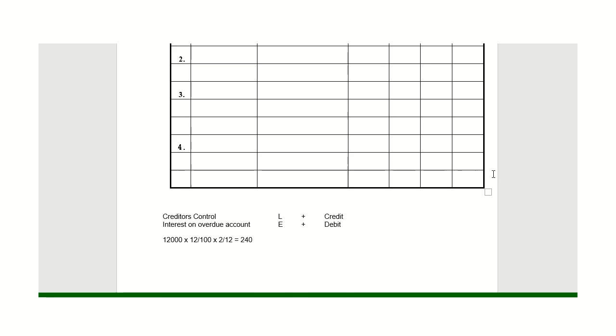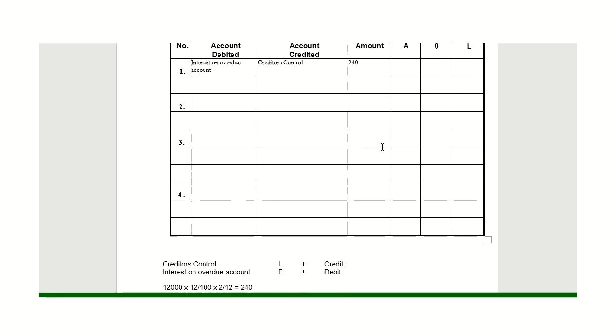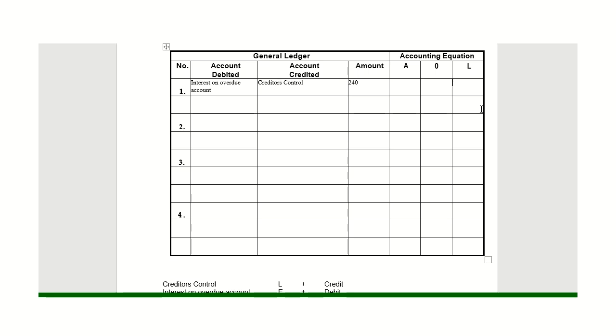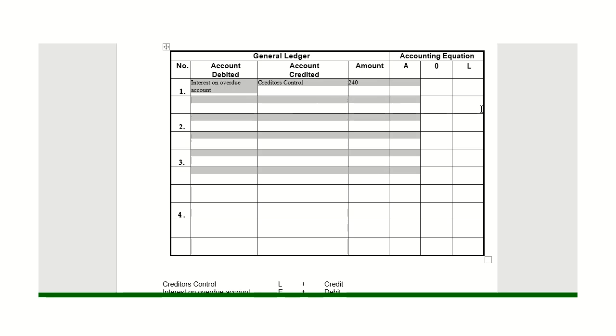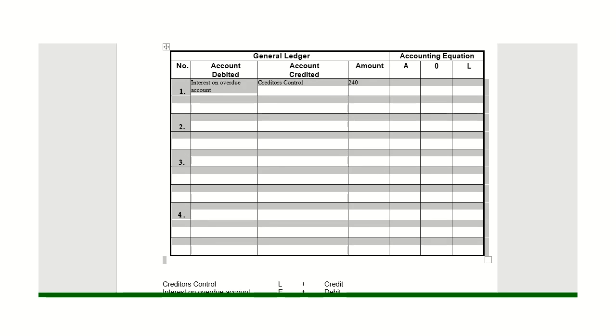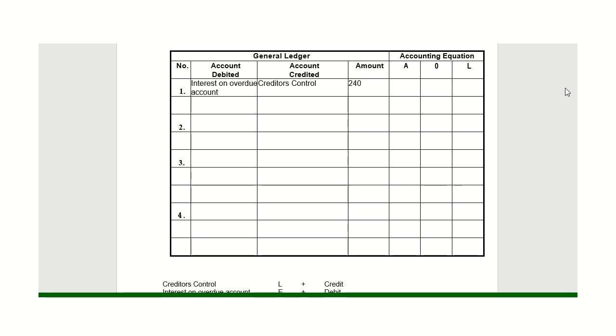Let's see what I said there. I said liability more. So go to liability and put a plus in there. So we said a liability plus. So under liabilities, I'll put in a plus. Good.